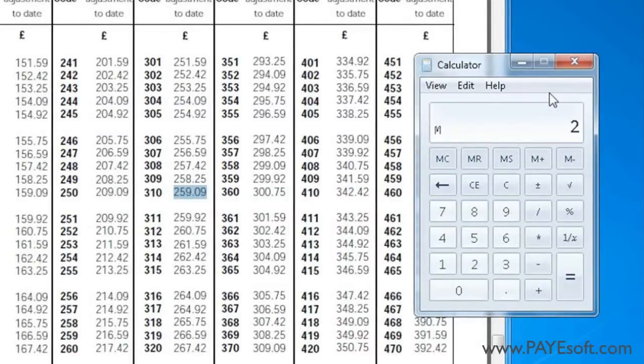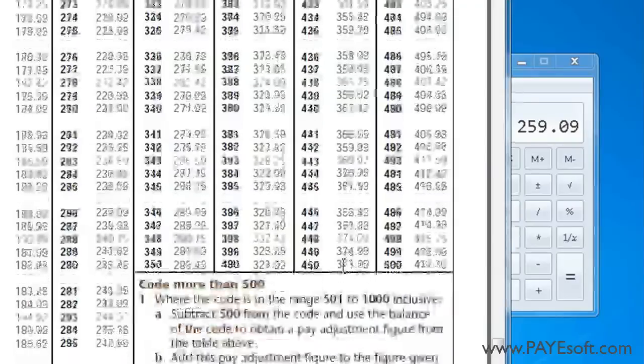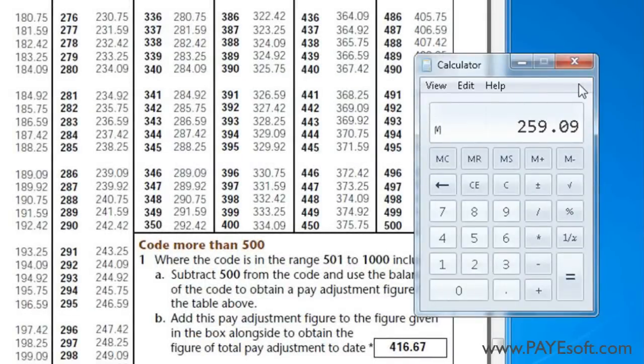310 in this example equals 259.09. Multiply the figure given in the box marked with an asterisk at the bottom of the page by the number of units of 500. 416.67 times 1 equals 416.67.